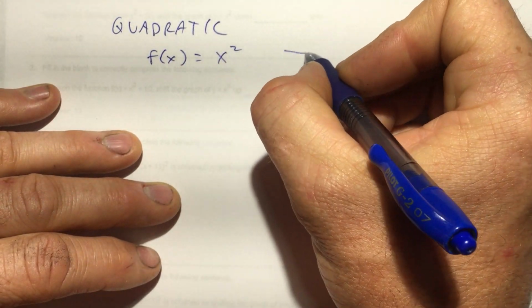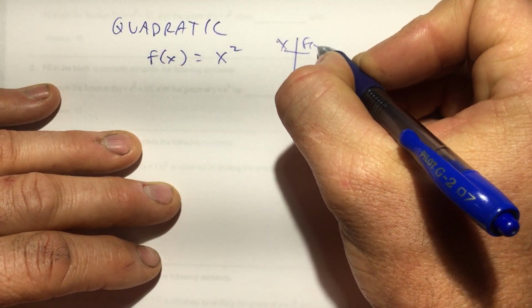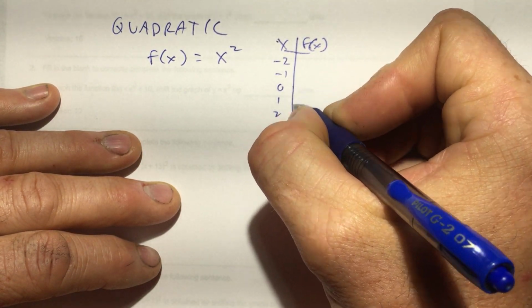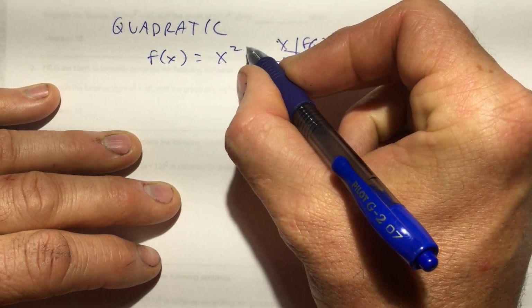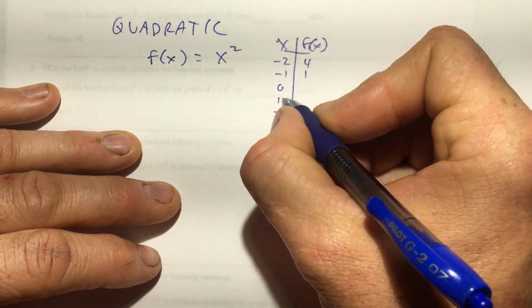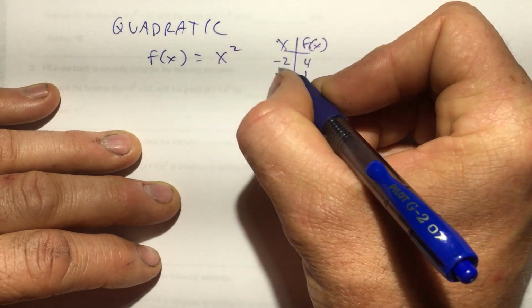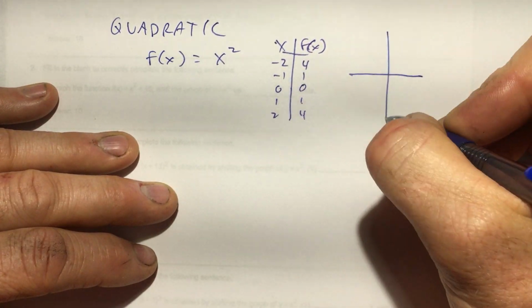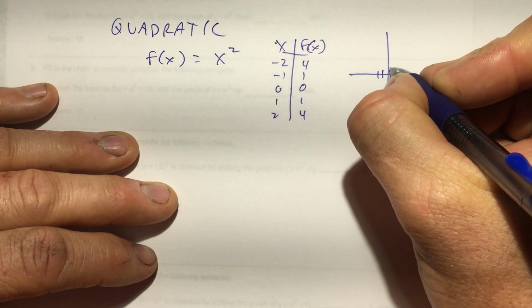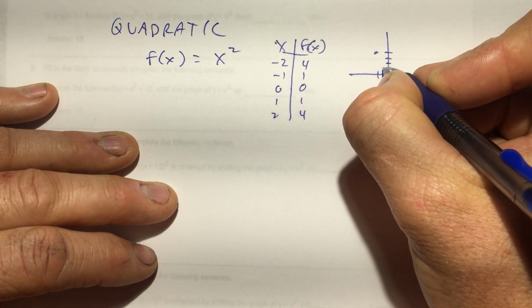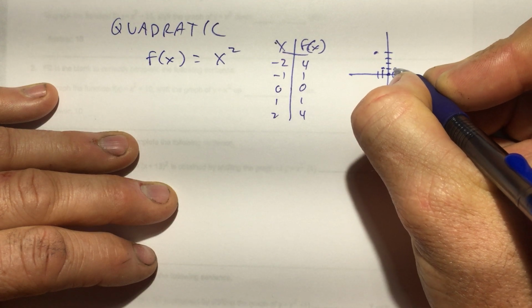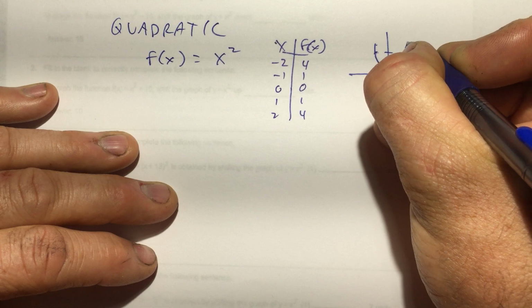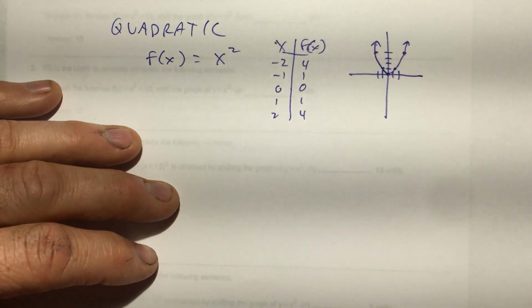As we mentioned before, if I do a table of values, if x is -2, -1, 0, 1, and 2, then -2 squared would be 4, -1 squared would be 1, 0 squared would be 0, 1 squared would be 1, 2 squared would be 4. I get this right here, and if I graph it, it looks like this, which gives me this parabola. It looks like that.